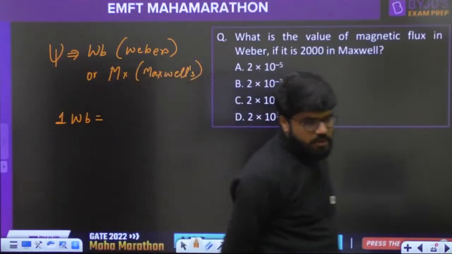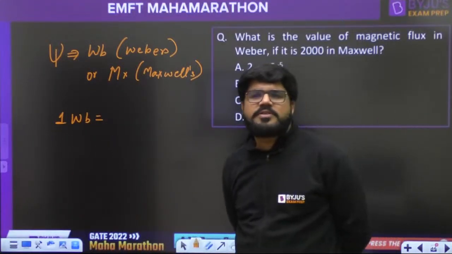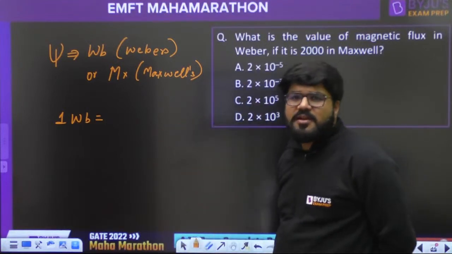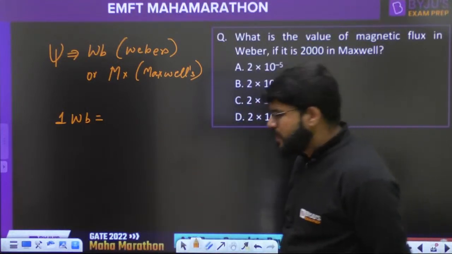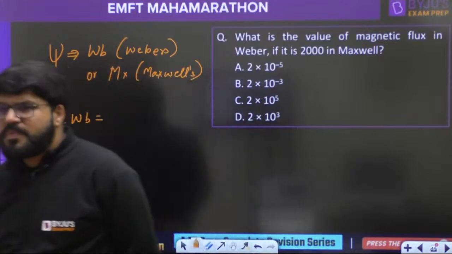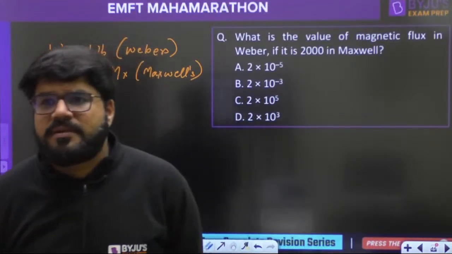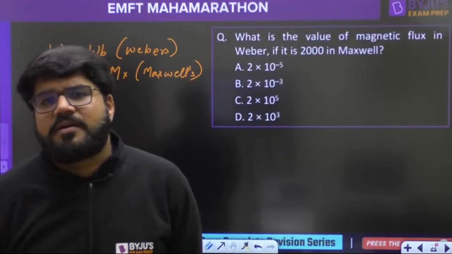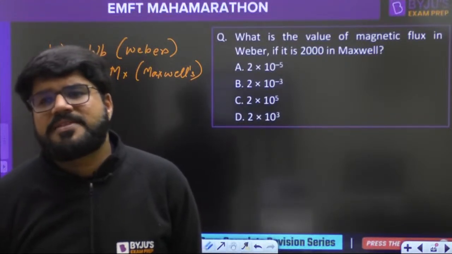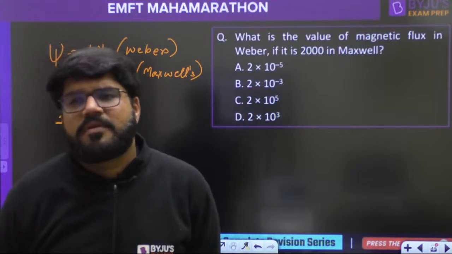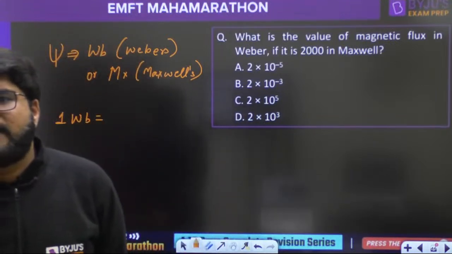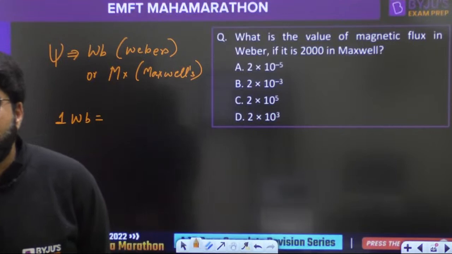Then this question is simple. You must know that unit conversion. Can anyone say that relation? How much is 1 Weber equal to? If you remember this. Yes, anonymous comes up with some answer. Plus 8 or minus 8, anonymous? Just check it up. Yes, Divya, Simran, right?